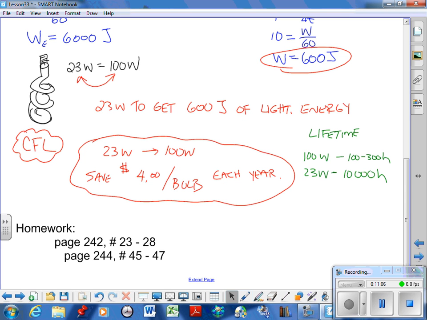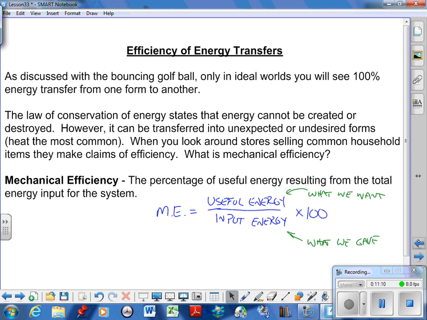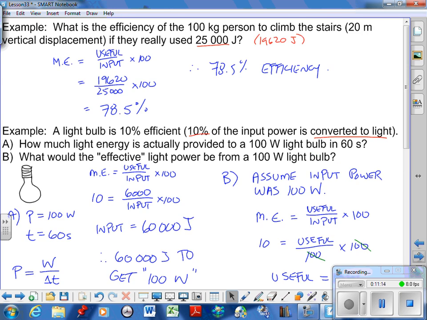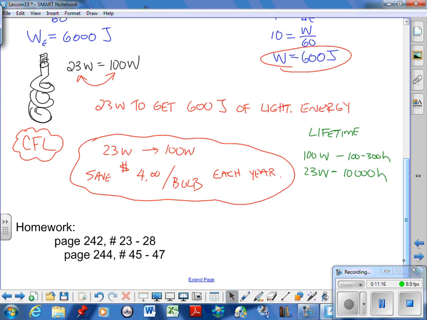But anyway, that mechanical efficiency formula is what you're going to be using in the second component of the homework. So at the bottom here, I have the homework from the textbook. If you have any questions, shouldn't have any. There's not that many questions there. You should be able to run through them fairly quickly.